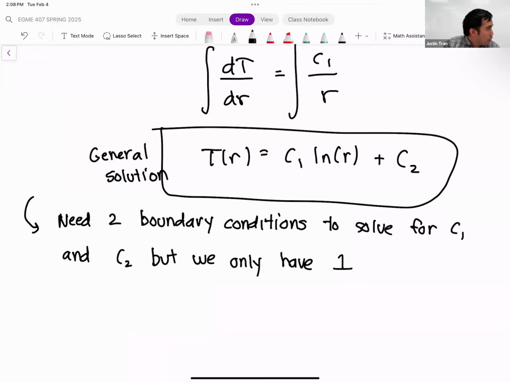So it kind of seems like we're in trouble, right? If we only have 1 boundary condition, it's mathematically impossible right now for us to solve for these 2, C1 and C2. So what this problem doesn't tell you is that there's actually a hidden boundary condition. There's actually a secret one.